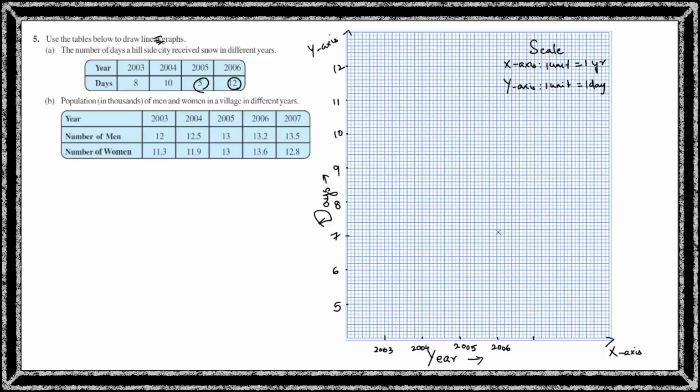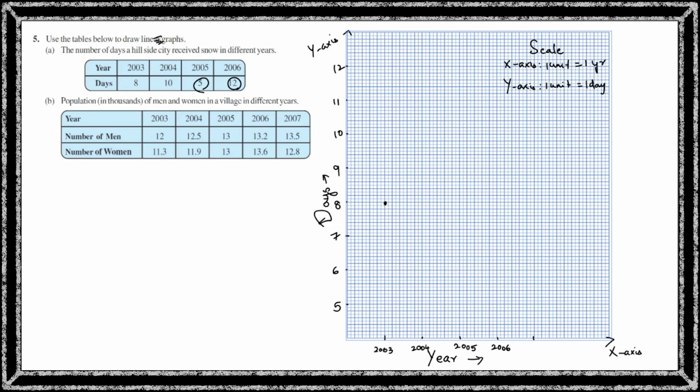Now let's plot the points. That is the next step. 2003, I have 8 days. So if you go along this 2003 line, this is 2003, right? This is the point we are talking about. Okay, so this is my first point.